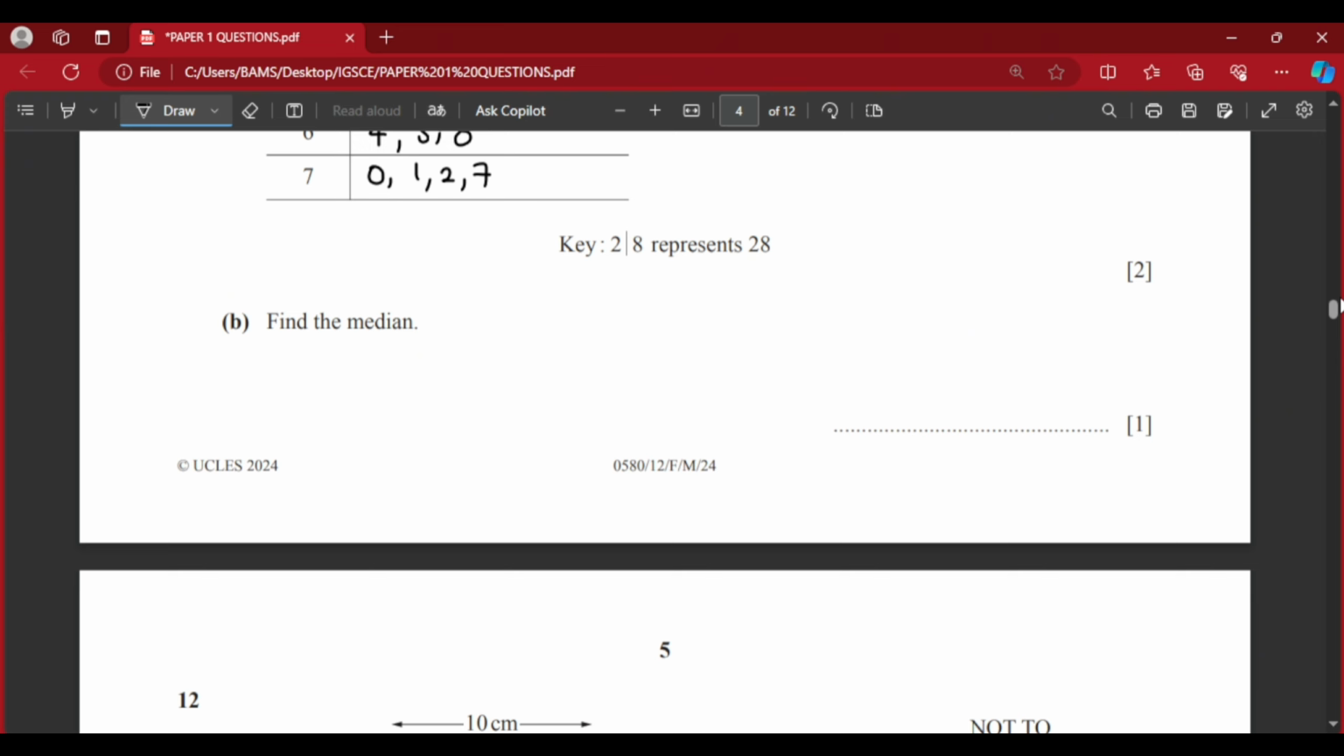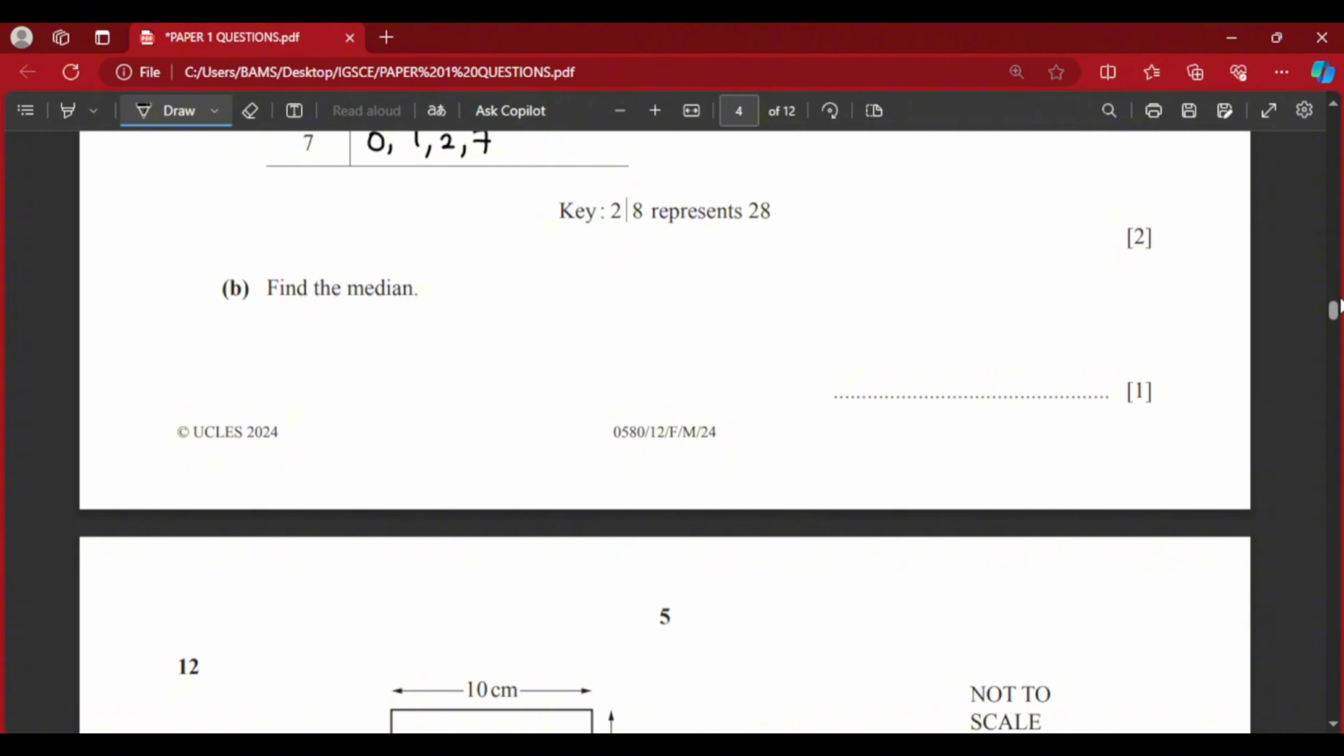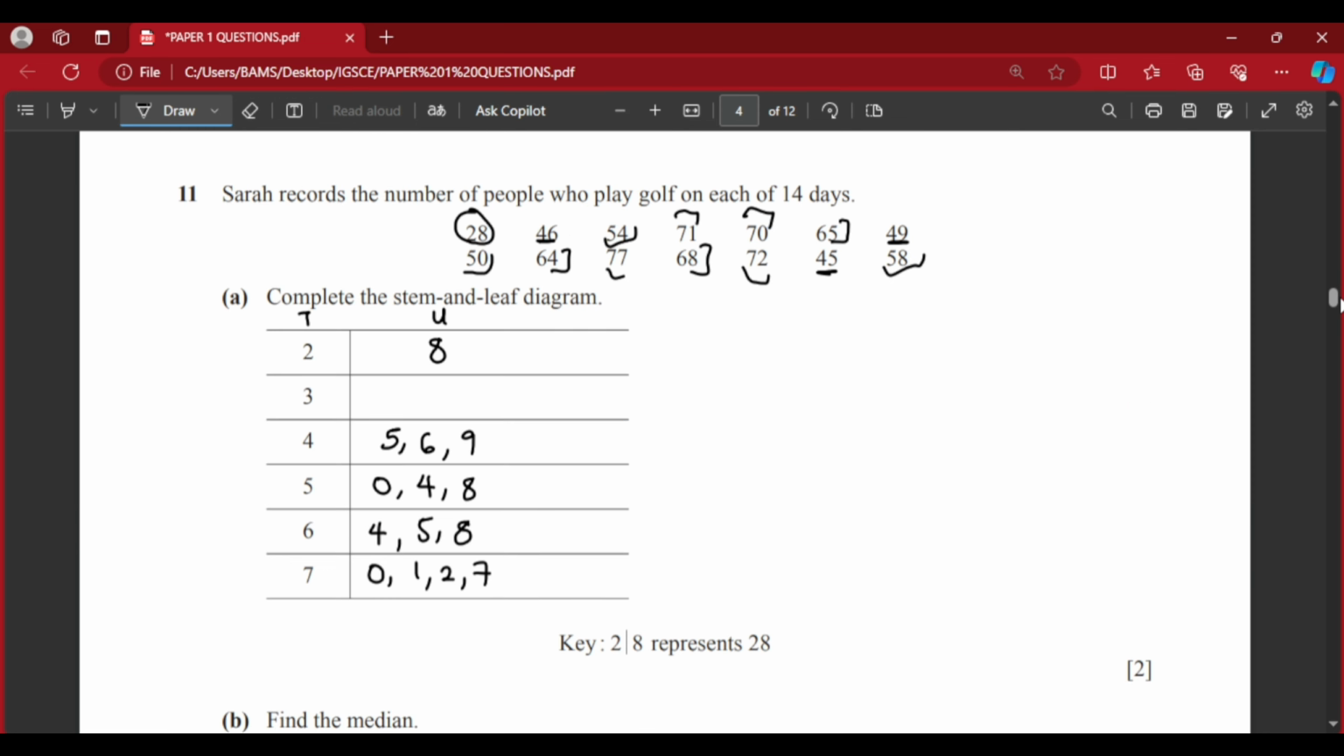Question 12 is we want to find the median of this set of numbers. So that's 11b now. So can we just arrange them properly? So for us to find the median, we have to arrange them to follow a particular pattern. So I'll start from the least number, which is 28, followed by 45, 45, 46, 49, okay, 50, 54, 58, 64. It's easy for me to arrange them because I have the leaf and stem. 65, 68, and what? 70, 71, 72, and 77.